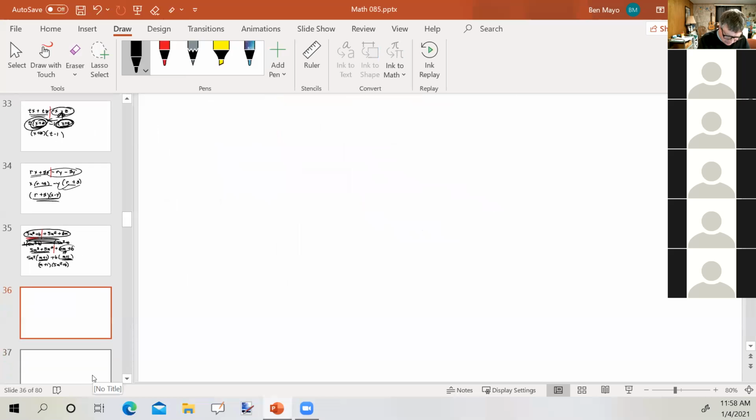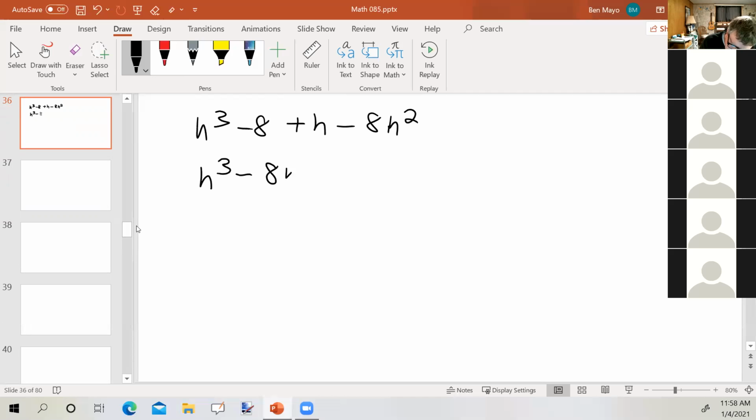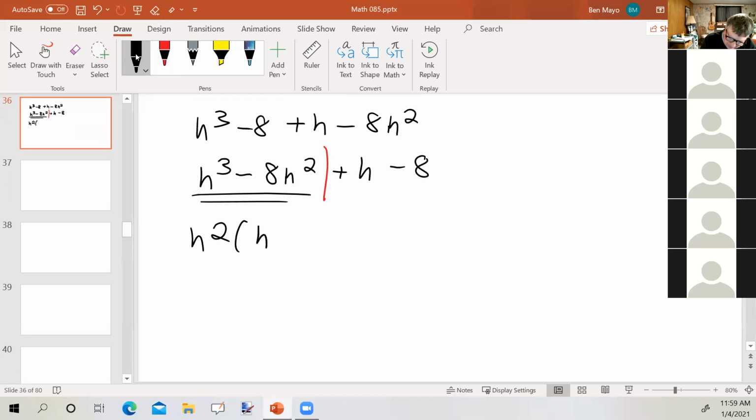Okay, let's look at another one here. H cubed minus 8 plus h minus 8h squared. Let's put this thing in descending power. H cubed minus 8h squared plus h minus 8. Let's break it up into two groups of 2. Greatest common factor here is h squared. So I've got h minus 8 left over, which means over here I need h minus 8.